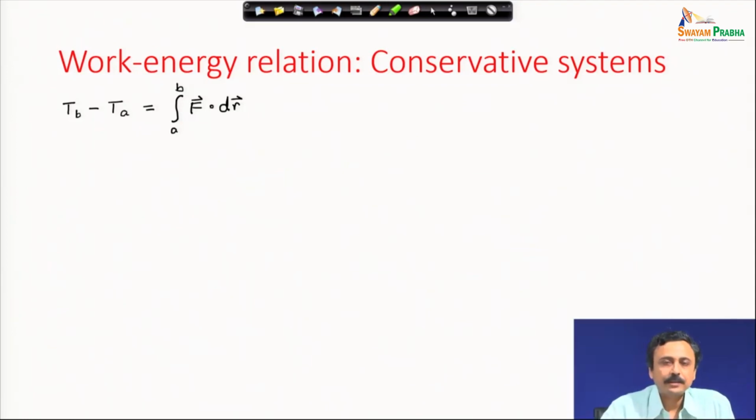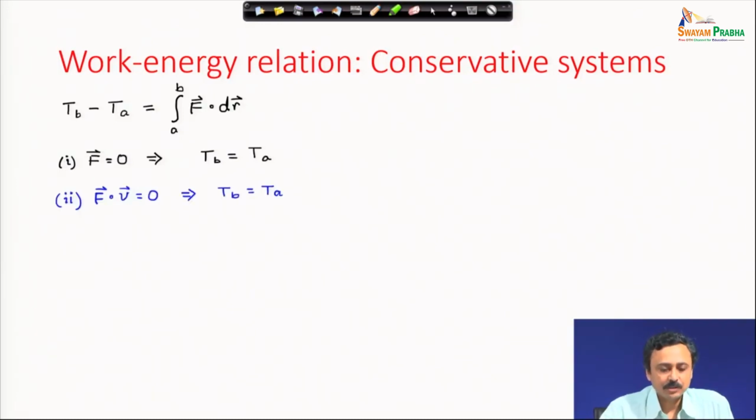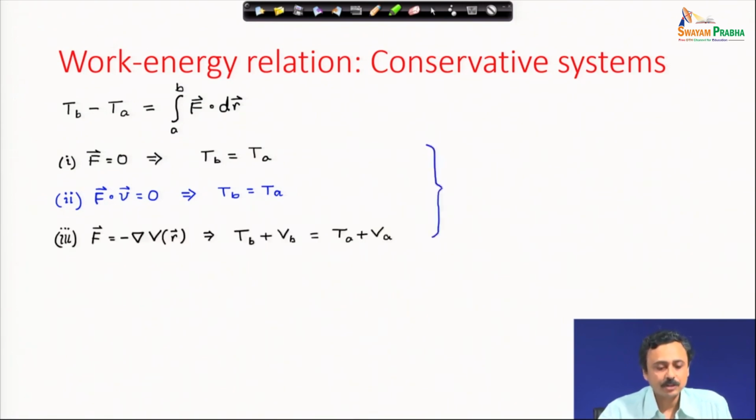Now, let us look at what are known as conservative theorems. This is the work energy relation. If F is 0, then we have just now seen that kinetic energy does not change. If F dot v is equal to 0, then also kinetic energy does not change. Similarly, if F is the negative gradient of a potential function, then the total mechanical energy, as I have shown here, is conserved.